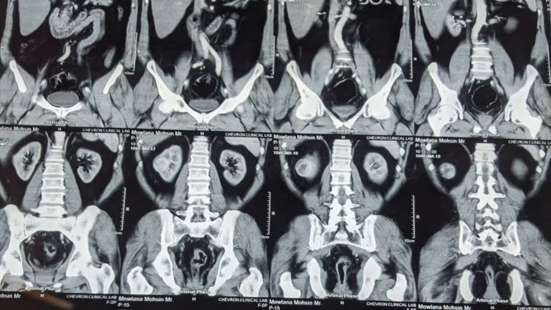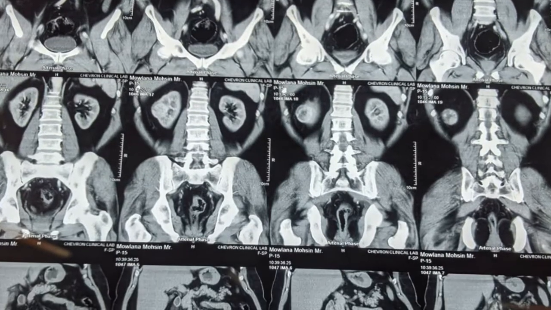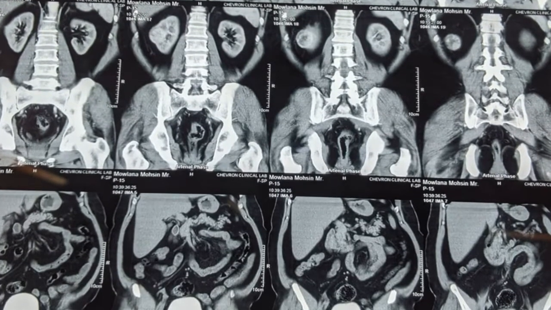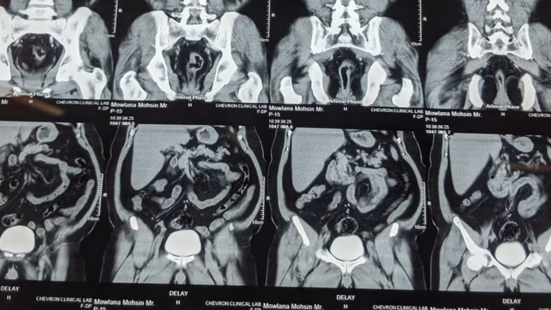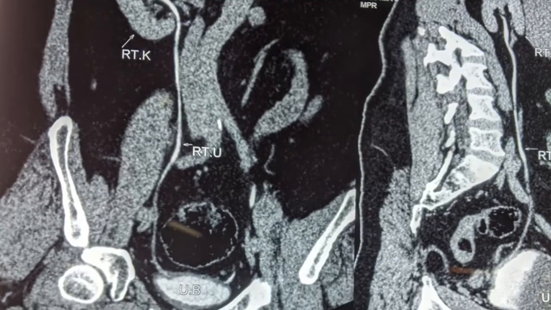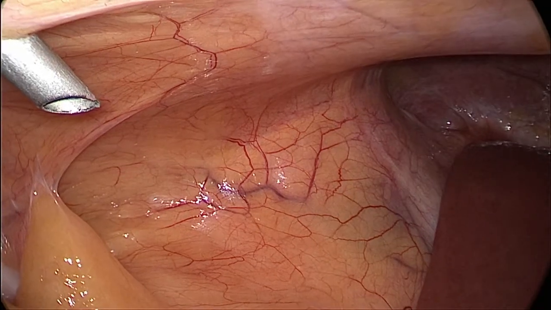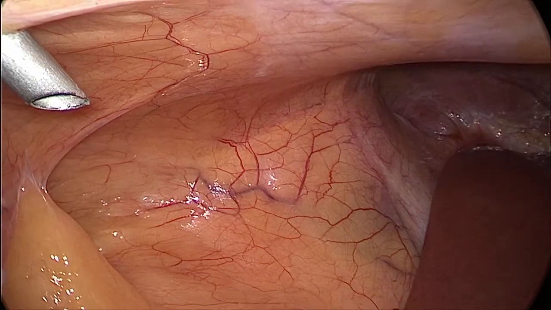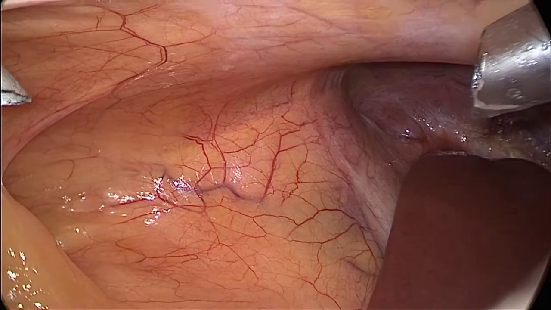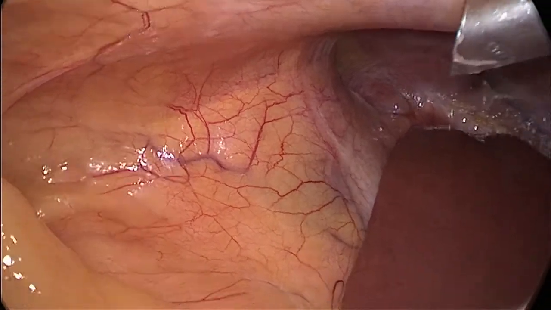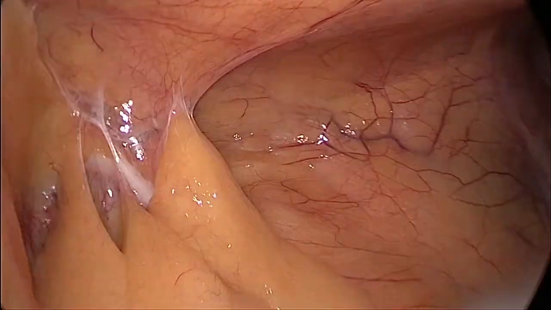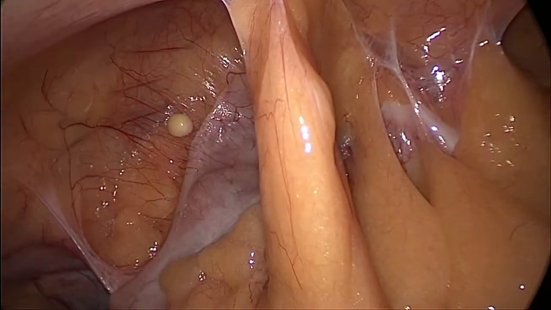We did our last lap partial nephrectomy on 15th October 20. It was a right sided small renal tumor, as you can see in the CT scan. Though it was a small tumor, the case was a little difficult because the patient is heavily obese, having a BMI of 37.